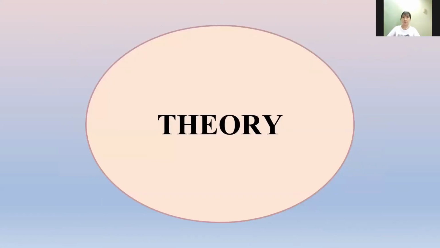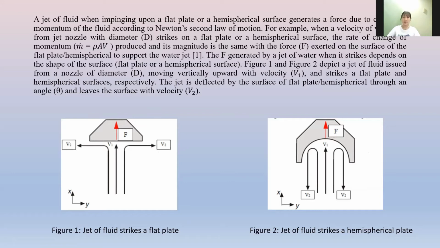Next, I will talk about the theory of the experiment. A jet of fluid, when impinging upon a flat plate or a hemispherical surface, generates a force due to the change of momentum of the fluid according to Newton's second law of motion. For example, when water from the jet nozzle with diameter d strikes a flat plate or a hemispherical surface, the rate of change of momentum produced has the same magnitude as the force exerted on the surface of the flat plate or hemispherical surface to support the water jet. The force generated by a jet of water when it strikes depends on the shape of the surface.